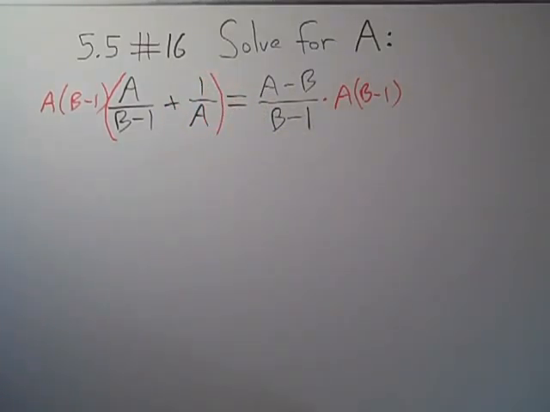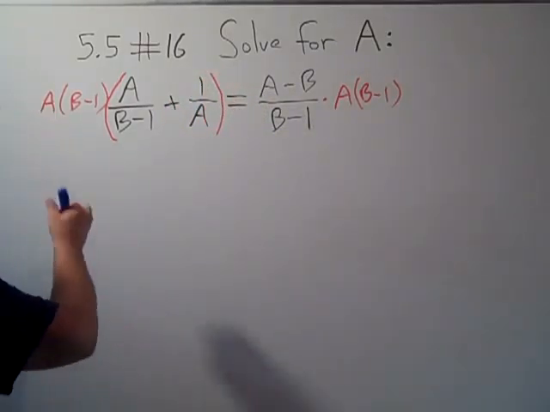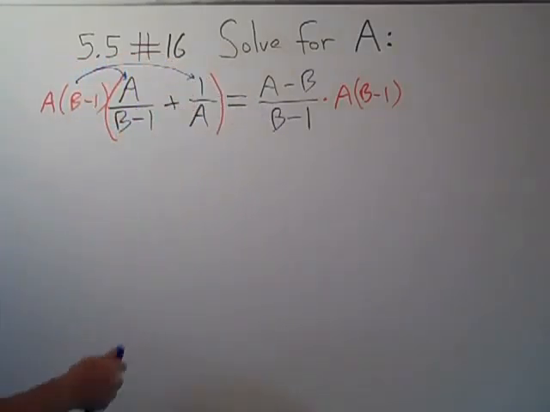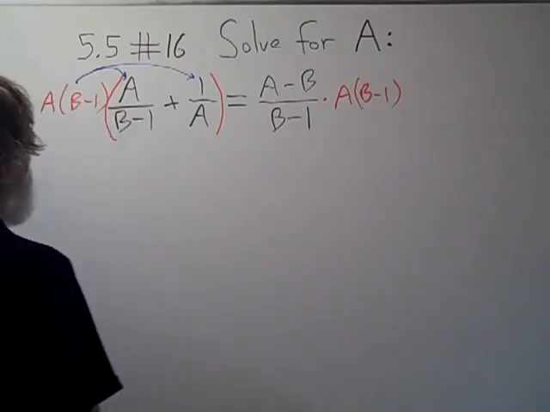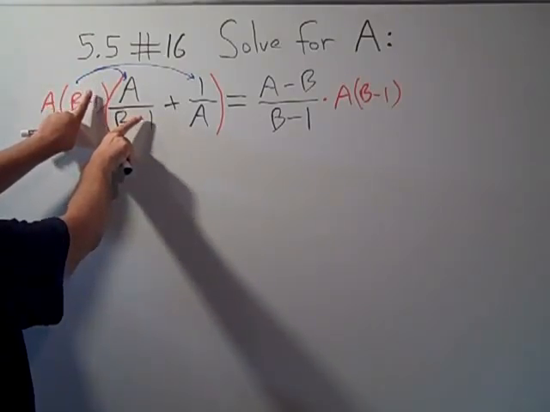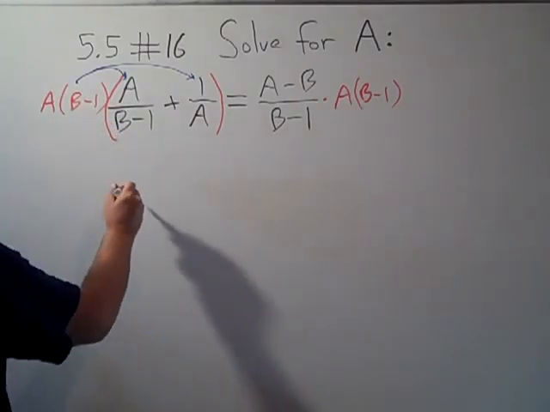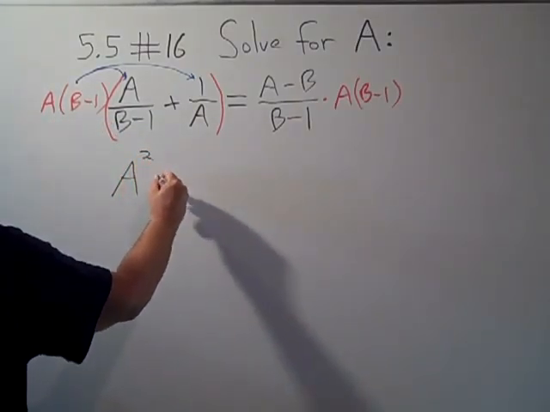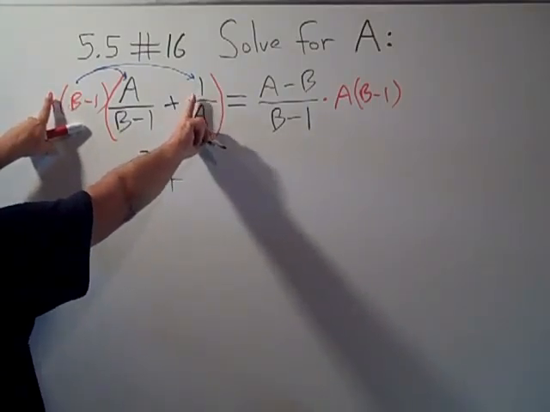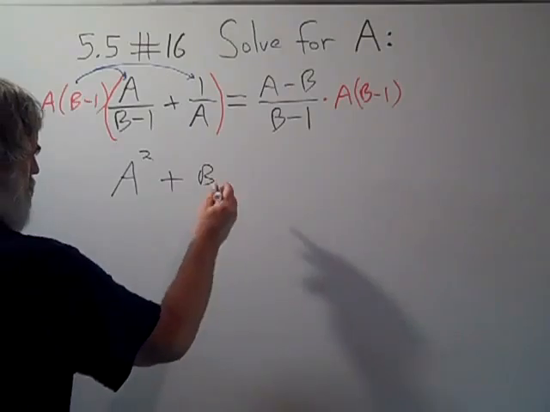So on the left, this distributes through the parentheses, multiplying each of the terms inside. And first, the b minus 1 cancels out, so we're left with a times a, or a squared. Then the plus. And the a's cancel, so we're left with b minus 1 times 1 is b minus 1.